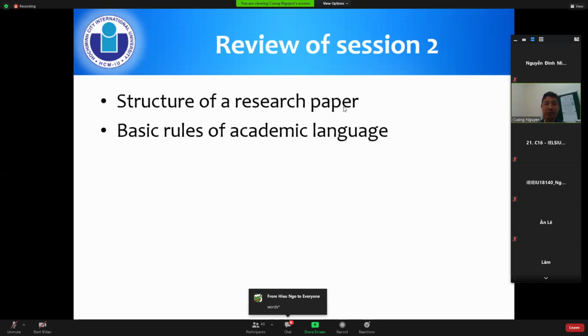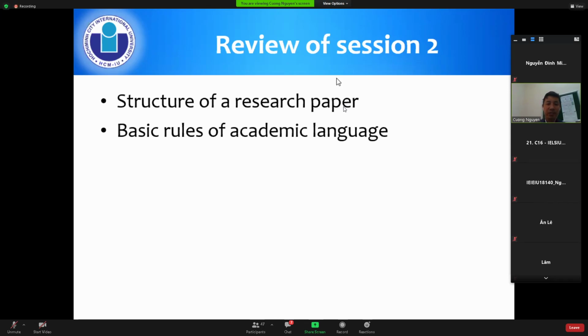Why is an abstract important? How useful is an abstract? Minh Quân, how useful is the abstract? Okay, Hugo, you're so quick. It helps the reader to screen the paper. Exactly. It saves time. It is not for the sake of the author, but for the sake of the readers.